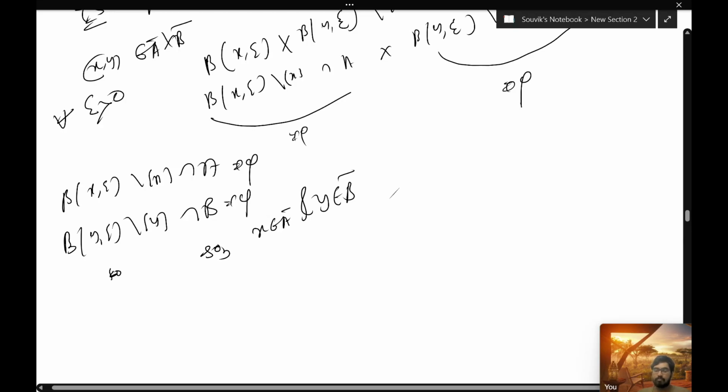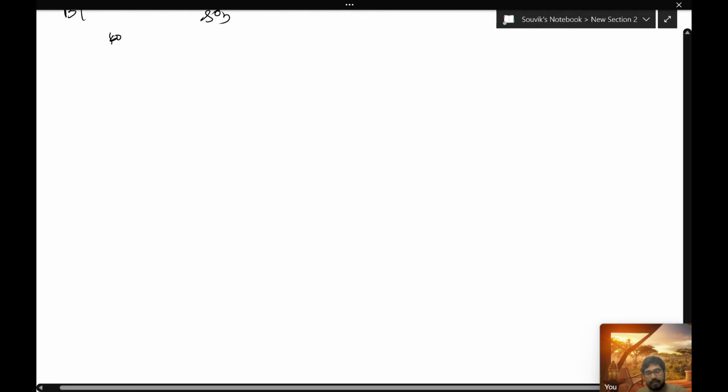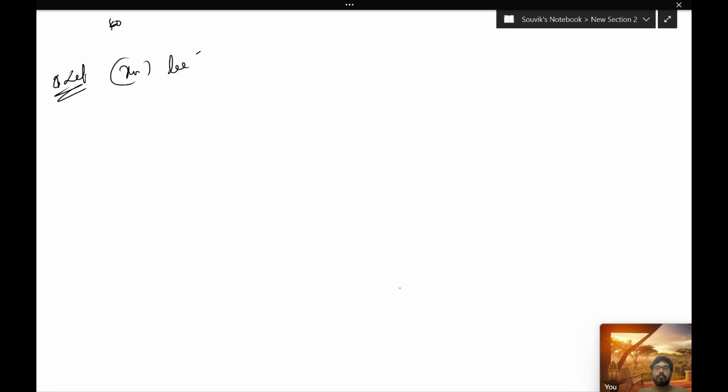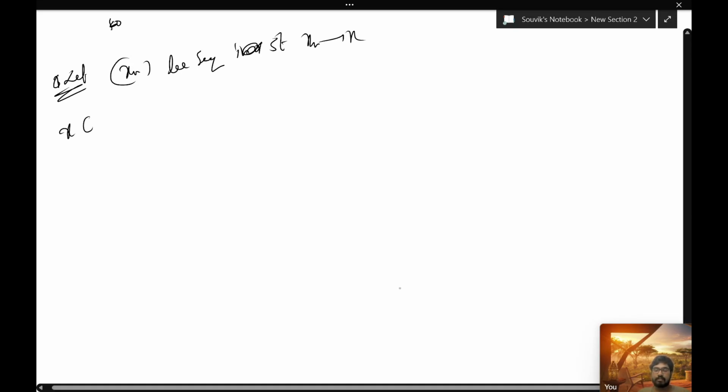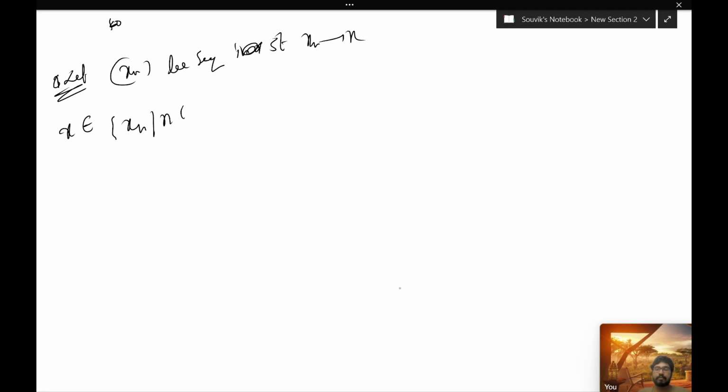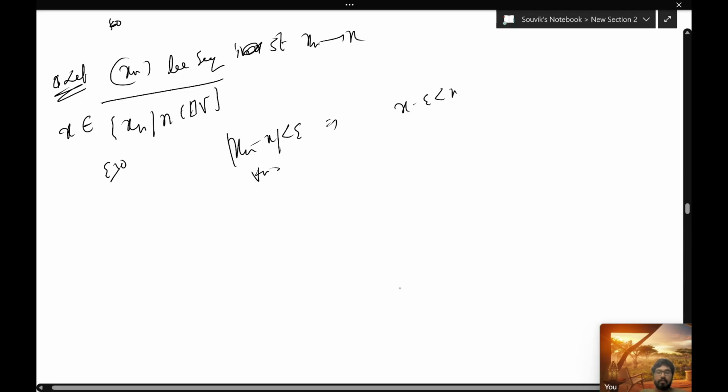Okay, so this is one fact, and obviously note one thing: let xn be a sequence such that xn goes to x. Then x belongs to the closure of the set S. If a sequence converges to a point, then that point is in the closure of the set. How? Because choose epsilon greater than 0; since xn goes to x, mod xn minus x is less than epsilon, which holds for all n greater than or equal to k.